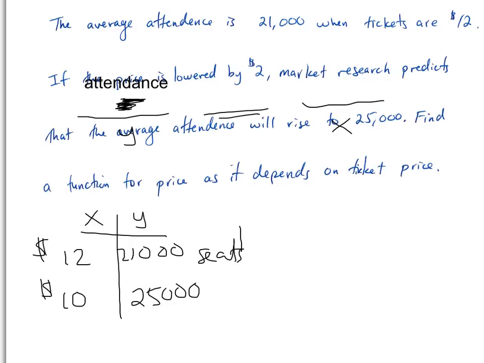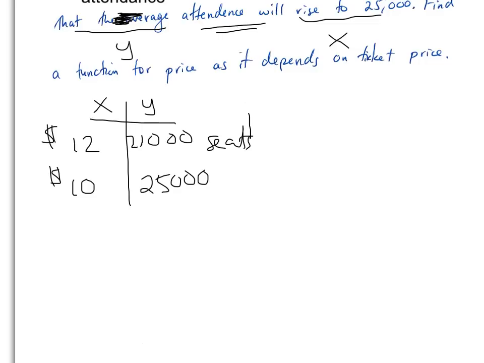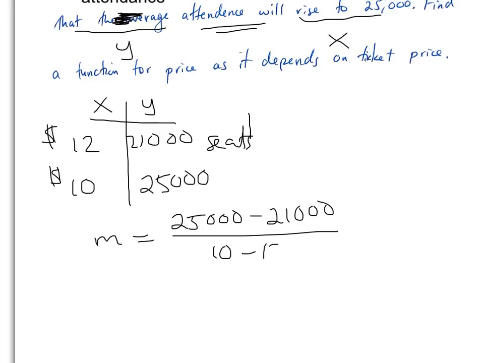So now if we calculate our slope, we'll look at the change in the y values. So 25,000 minus 21,000 divided by the change in the x values, 10 minus 12. So in this case, that would be 4,000 on top and negative 2 down below. Negative 2 divides into 4,000 negative 2,000 times.